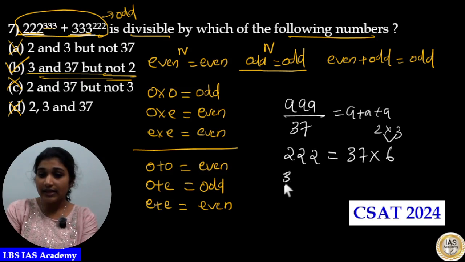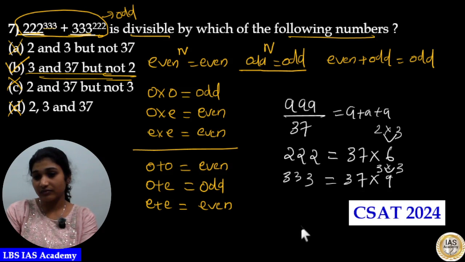Same way, 333. 333 by 37 is equal to 3 plus 3 plus 3. So, 333, I can write it as 37 into 3 plus 3 plus 3 is 9. 9, I can write it as 3 into 3. So 333 is equal to 37 into 3 into 3, and 222 is equal to 37 into 2 into 3. So if you want to split these terms, you can split these terms and rearrange them.